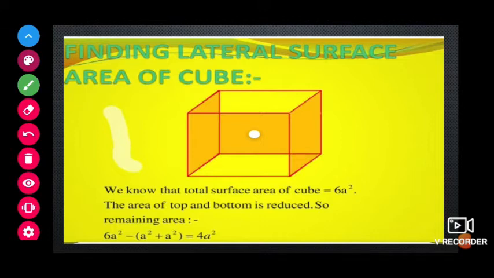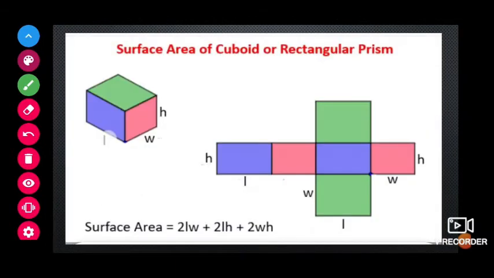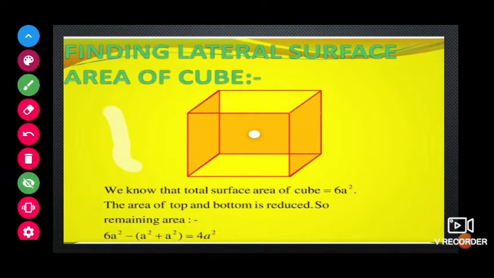Next one, finding the lateral surface area of the cube. What is meant by lateral surface area? If we take a cube, there is a top face and a ground face. If we remove those two faces, the top face and the ground face, we can see a hollow cube where you can see only the round part, meaning all four sides make a shape, but there will be no top and bottom. So two faces we have to remove.